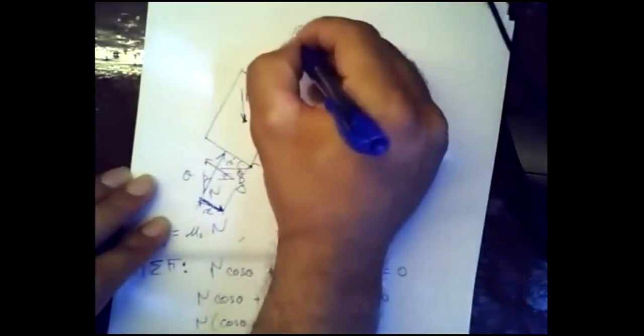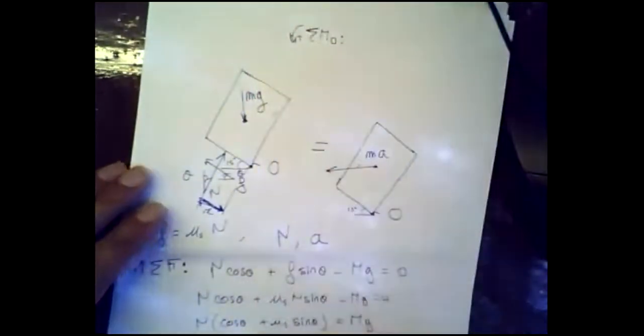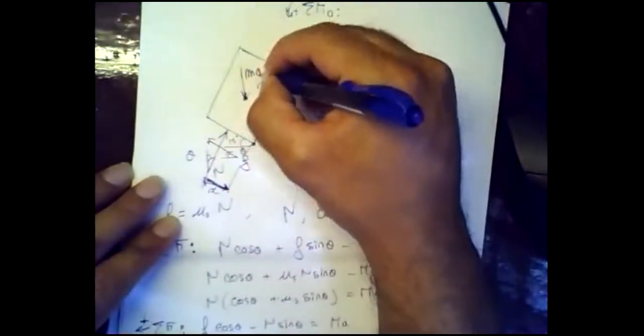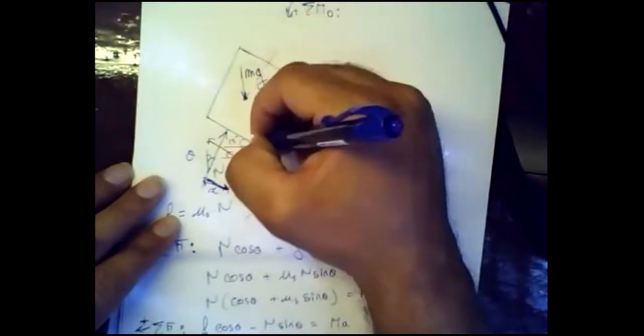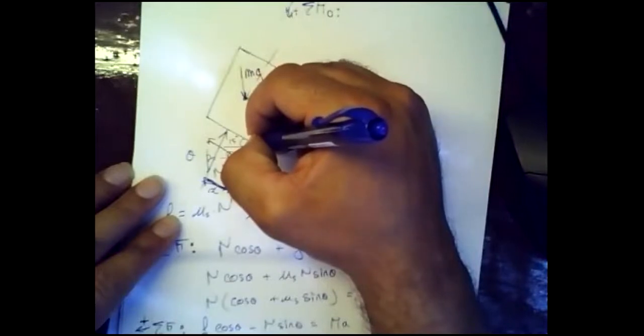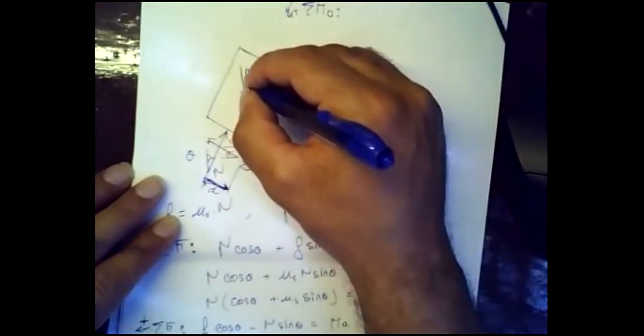So they've introduced another variable here, X, right? And then you can sum the moments about point O. If I sum the moments about point O, what am I going to get? I think the easiest way here is to essentially project the forces onto these axes, right?